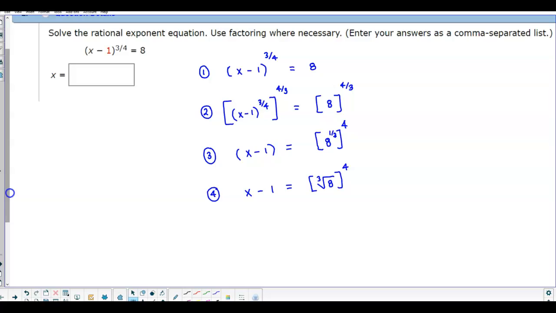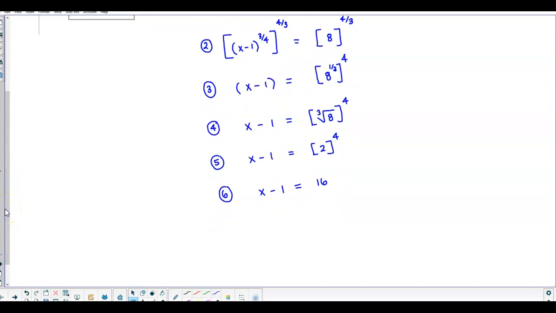Now the question is, what do we have to raise to the 3rd power to get 8? Or what is the cube root of 8? The cube root of 8 is 2, raised to the 4th power. So 2 to the 4th power is 16. So if we add 1 to both sides, x is going to equal 17.